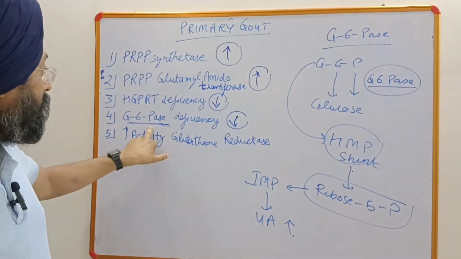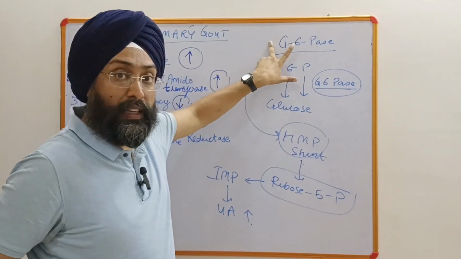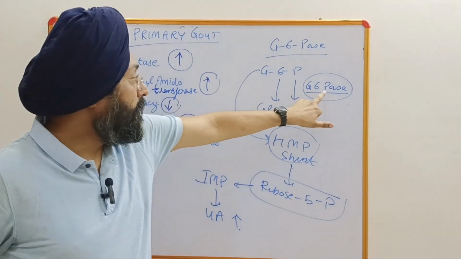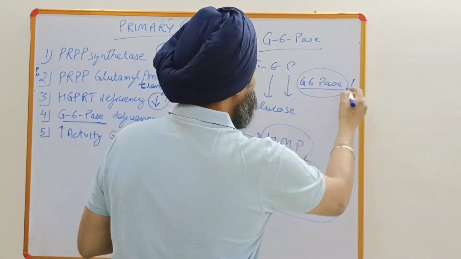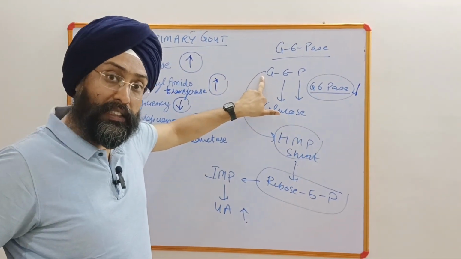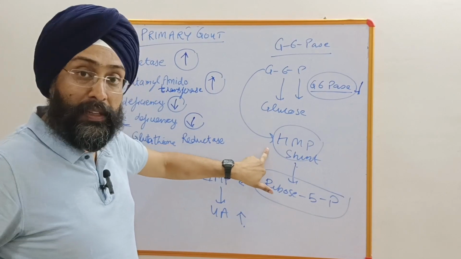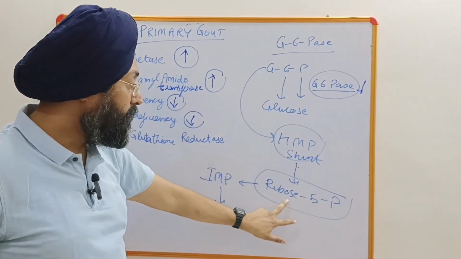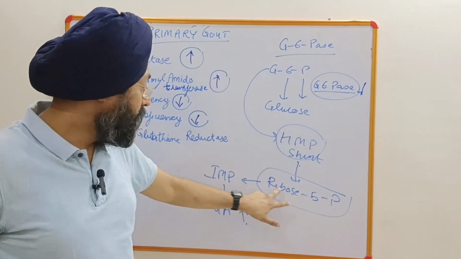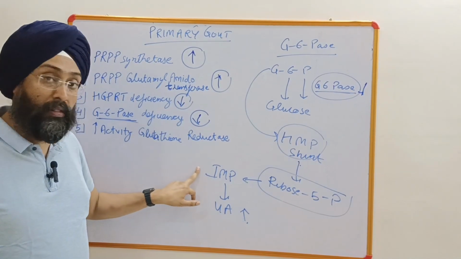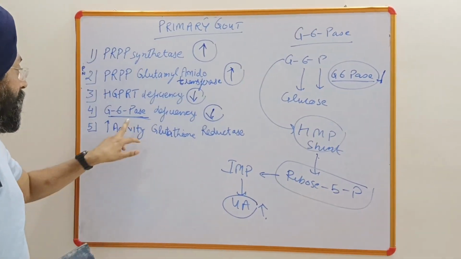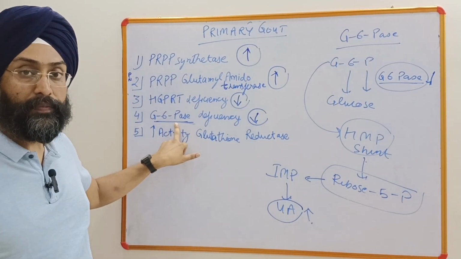So it's clear, glucose 6 phosphatase breaks down glucose 6 phosphate to glucose. So in its deficiency, the glucose 6 phosphate will accumulate. The glucose 6 phosphate will enter HMP shunt because it is the precursor for HMP shunt, right? So HMP shunt will proceed and it will lead to the formation of ribose 5-phosphate. Ribose 5-phosphate via de novo synthesis will cause synthesis of IMP, right? From IMP will lead to increased uric acid production. So that clears glucose 6 phosphatase deficiency.